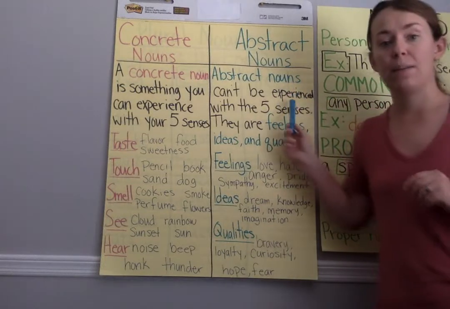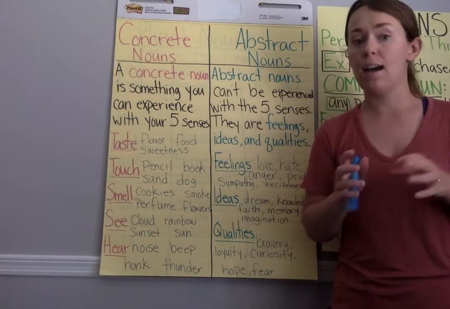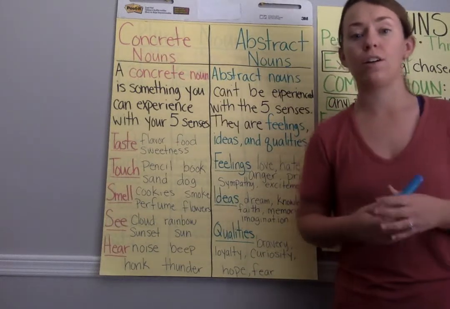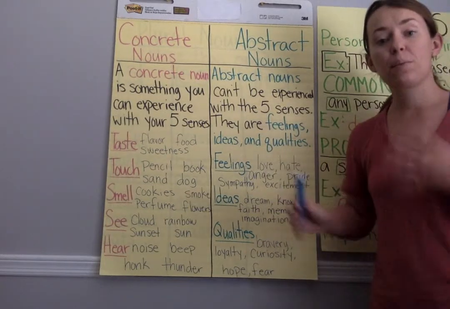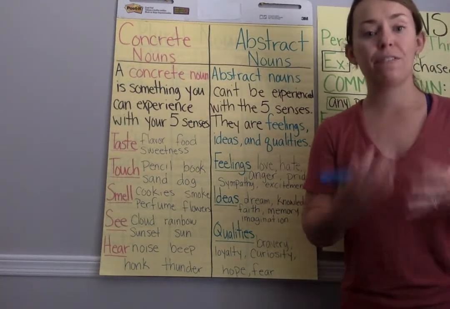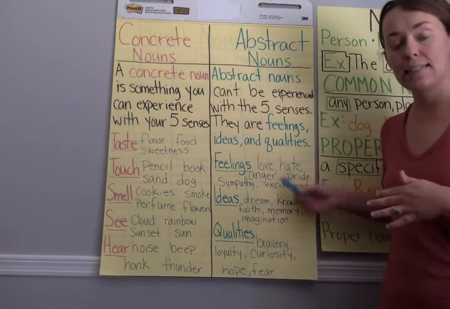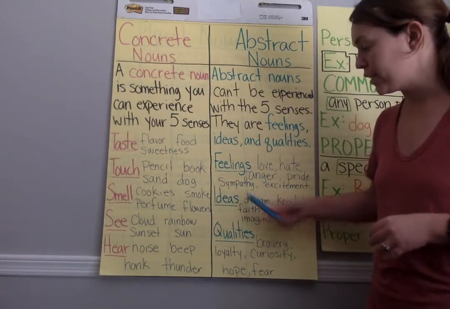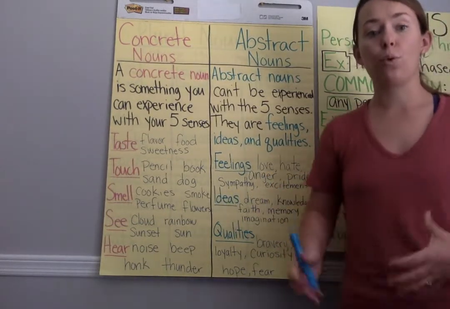As we talked about a minute ago, abstract nouns cannot be experienced by the five senses. So they cannot be touched, they cannot be seen, they cannot be tasted, they cannot be smelled, and they cannot be heard. They are instead feelings, ideas, and qualities. So we're going to break that down and talk about it. For feelings, we have nouns that describe our feelings. One feeling noun is love or hate. Those are nouns. They are things that we feel. More of the feeling ones are anger, pride, sympathy, and excitement. These are all nouns for our feelings.